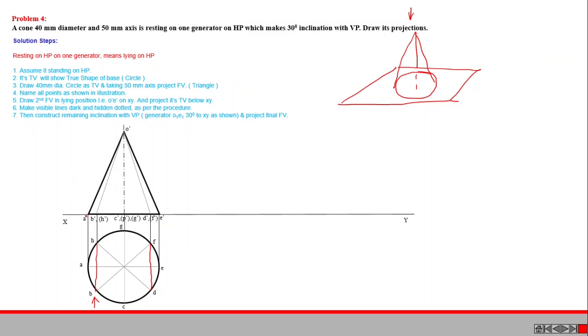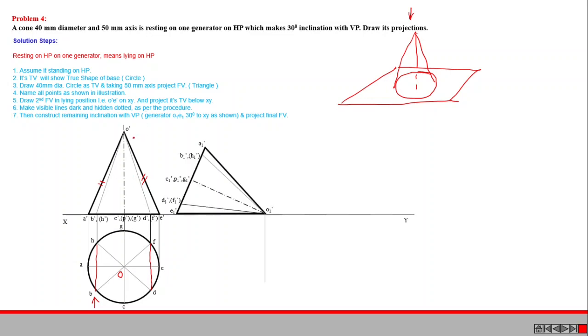Here, generators A dash O dash and E dash O dash both are in true length, because if the plan of a particular line is parallel to XY, then its elevation must be in true length. Here the plan of generator A dash O dash is AO, and that AO is parallel to XY. That means A dash O dash must be in true length. Similarly, the plan of generator EO is parallel to XY, so E dash O dash must be in true length. That is the concept.